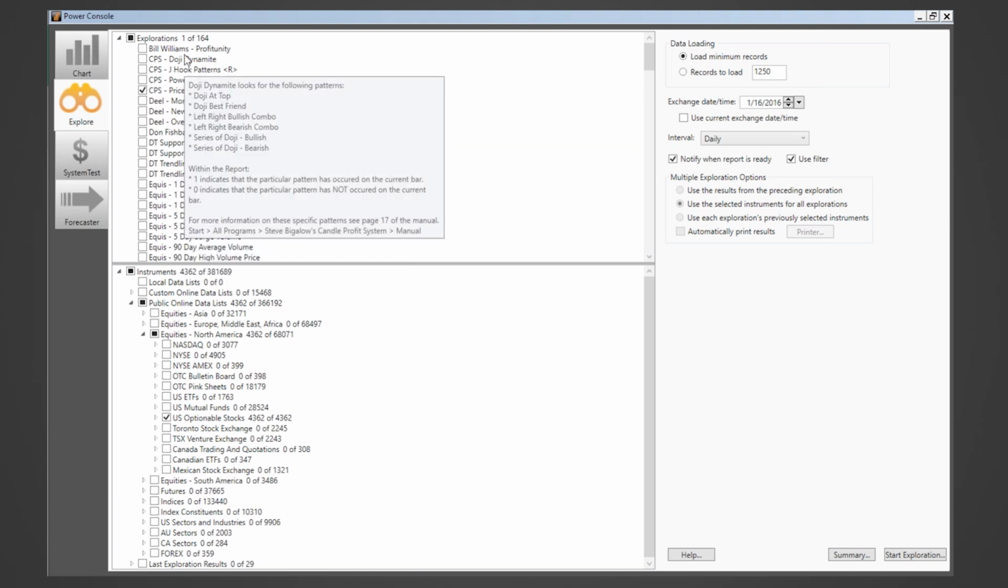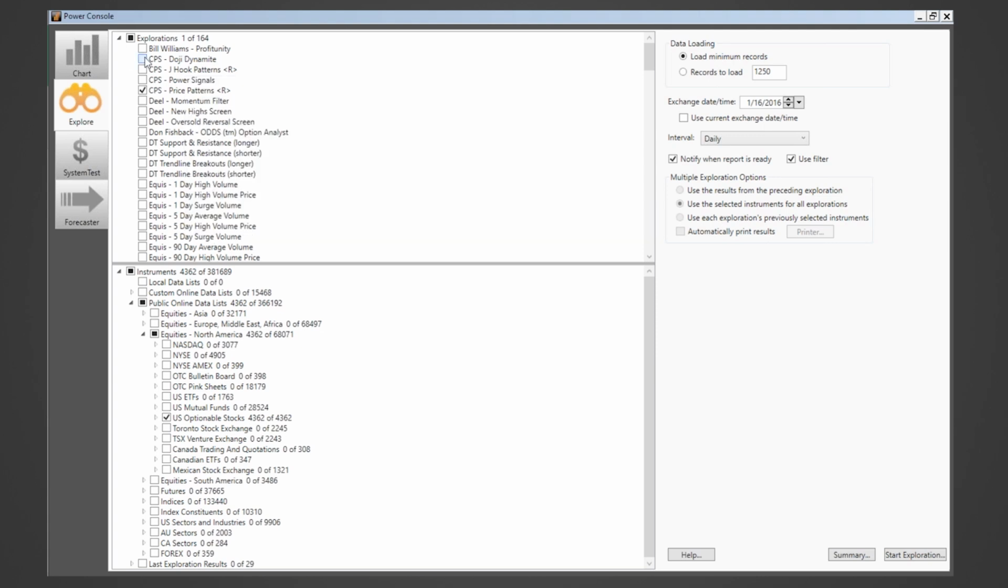And if I hover over it for a minute, it's actually going to show me, okay, this exploration is going to go through whatever you select and find all the dojis at the top, the doji's best friend, which, by the way, is one of my favorite signals, the left-right, bullish and bearish in the series of doji. So you could scan for that just by clicking there. You can scan for all of these.